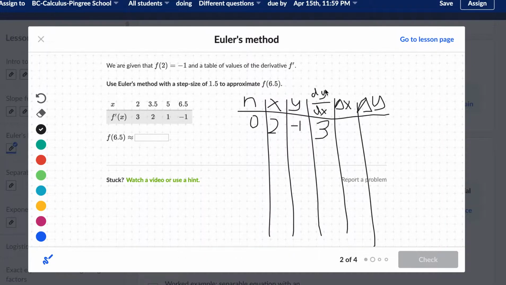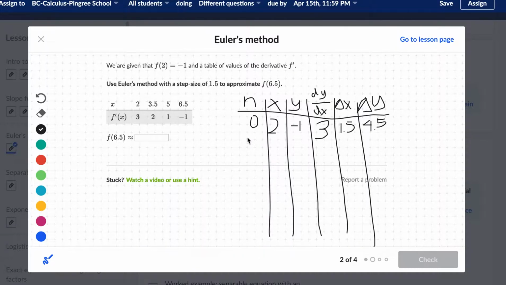However, with a slope of 3, if the step size were 1, I put a 1 in there for delta x. But here, this is what the change would be in y. In this case, the step size is 1.5. So that's my multiplier. I'm going to multiply the change in x times the slope, and I'm going to get 4.5. So my y value, because of the slope, is going to increase by 4.5.